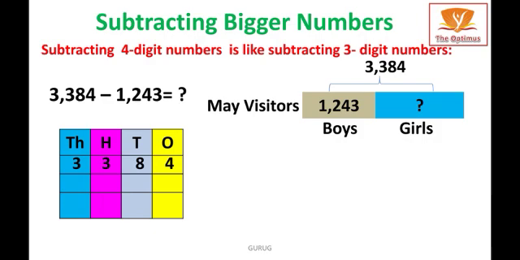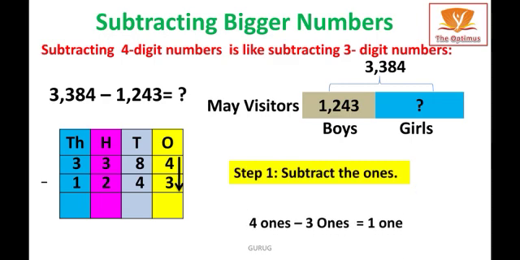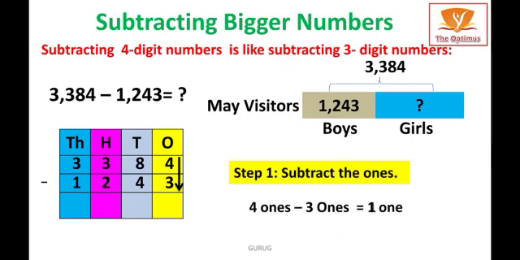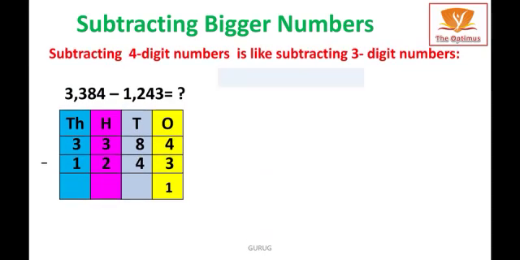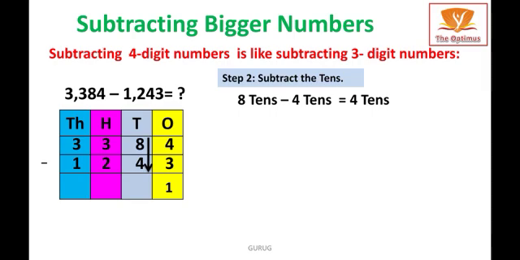3,384 minus 1,243. I am going to solve step by step. Subtract ones place. 4 ones minus 3 ones equal to 1 ones. In this 1, I am going to write in ones place. Next, step 2. Subtract the tens. 8 tens minus 4 tens equal to 4 tens. In this 4 tens, 4 I am going to write in tens place.